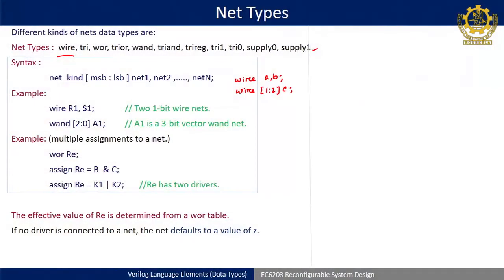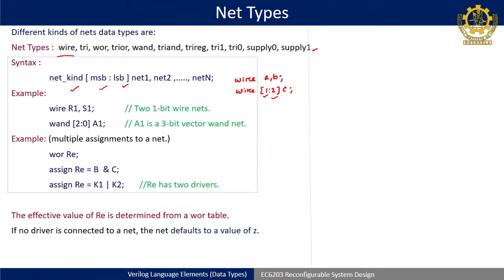As far as the syntax is concerned, first you have to write the net kind, that is, the net type. It may be any of these, from wire, tri, till supply1, followed by a range which gives you a vector net, like MSB and LSB, upper range and lower range, like here we use [1:2]. Followed by that, you can define any number of nets, like A, B or C.